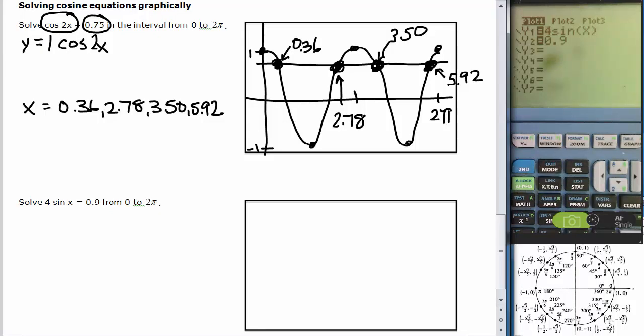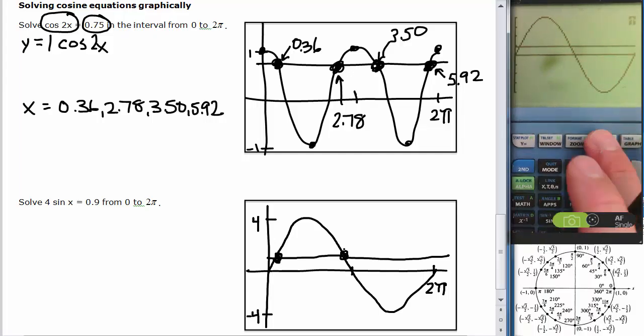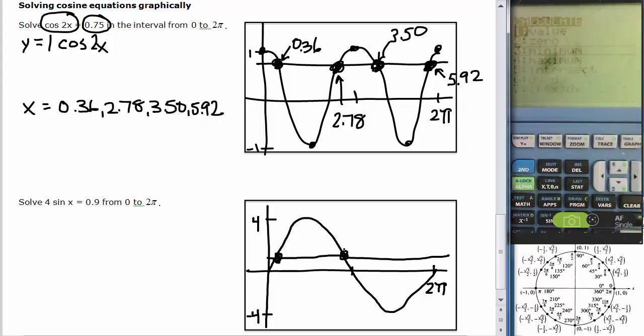So the first thing we do is graph the left side of the equation, y equals 4 sine x, and the right side of the equation, y equals 0.9, and we show that graph on your screen. You can see that there are 2 intersection points, so there's going to be 2 solutions to our problem. We use the intersect command, second trace, to figure out where these intersection points are. Here's my first value. It's at x equals 0.23 approximately.